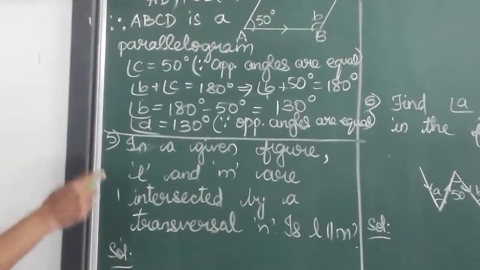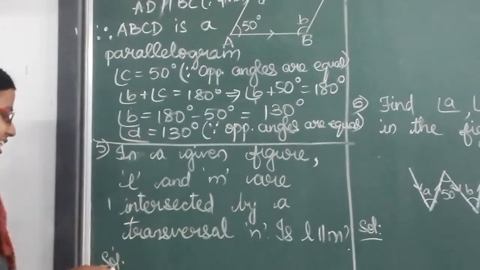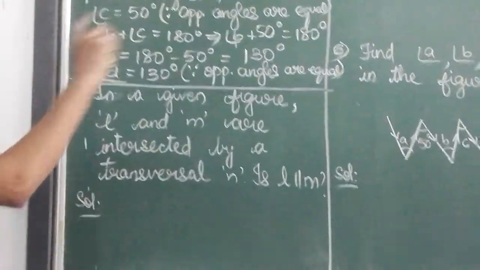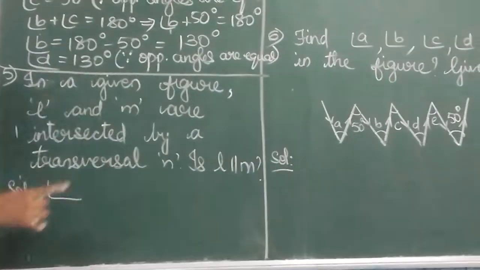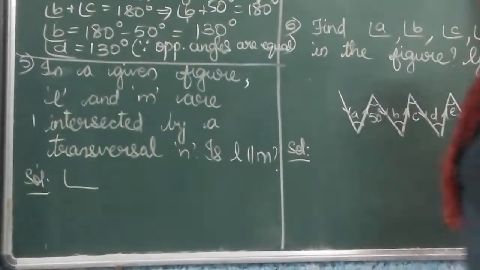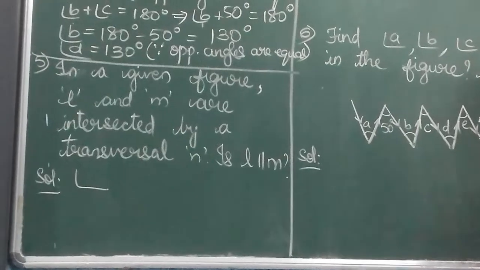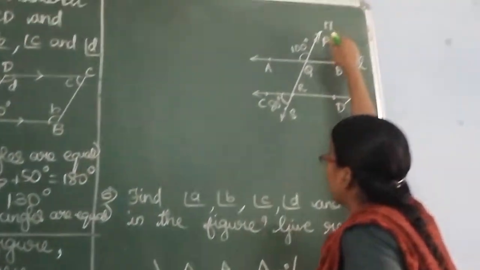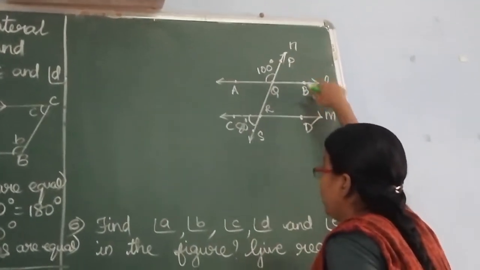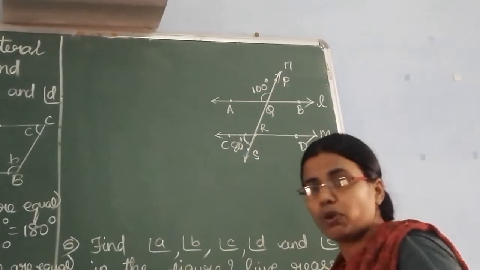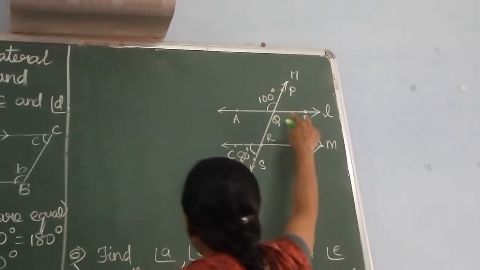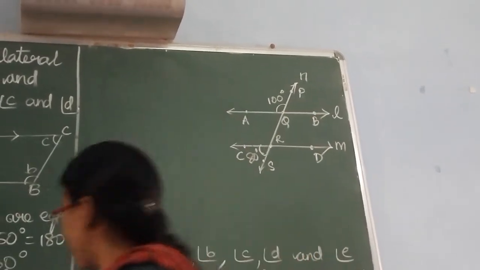So what I am going to take is the straight line AB. On the line AB, I am going to find out the angles. Here in the figure, angle AQP plus angle PQB. This is a straight line, so it should be equal to 180 degrees. So in that way, we are going to find out the answer for this.